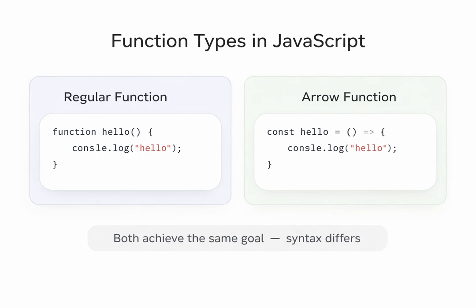On the left, you have the regular function. This is the classic, traditional syntax that's been around since the beginning of JavaScript. On the right, you have the arrow function. This is the modern syntax that's become extremely common in frameworks like React and Filament. Both types do the same fundamental job. They wrap a block of code that can be called whenever you need it. The difference is mostly in how you write them and in some subtle behaviors we'll get into.